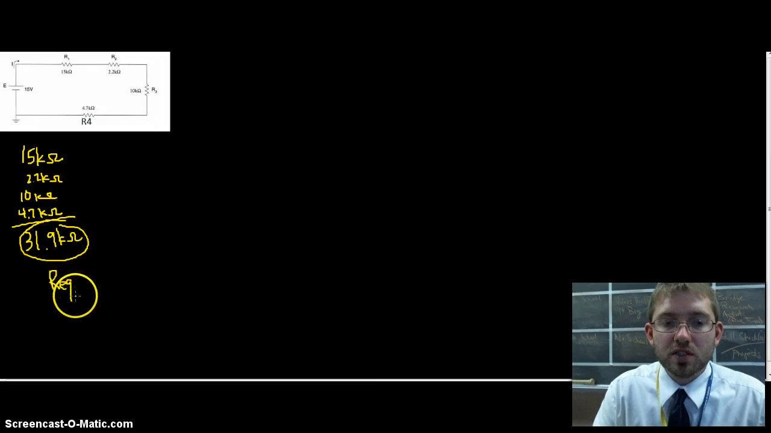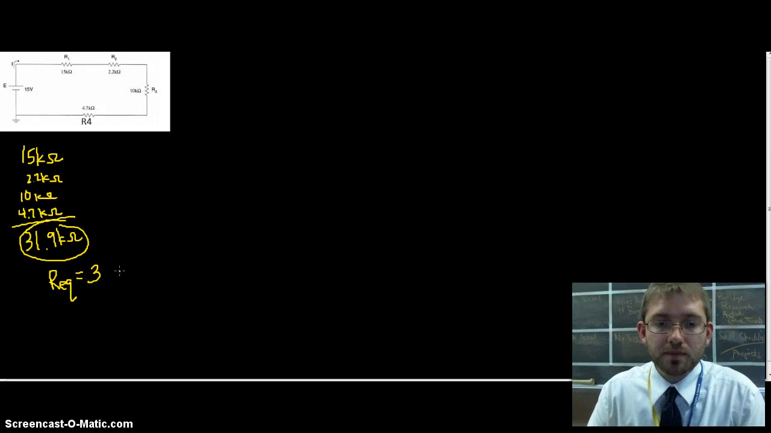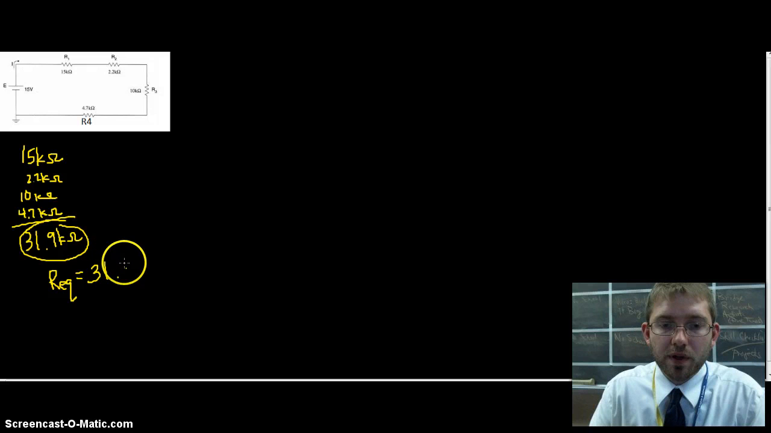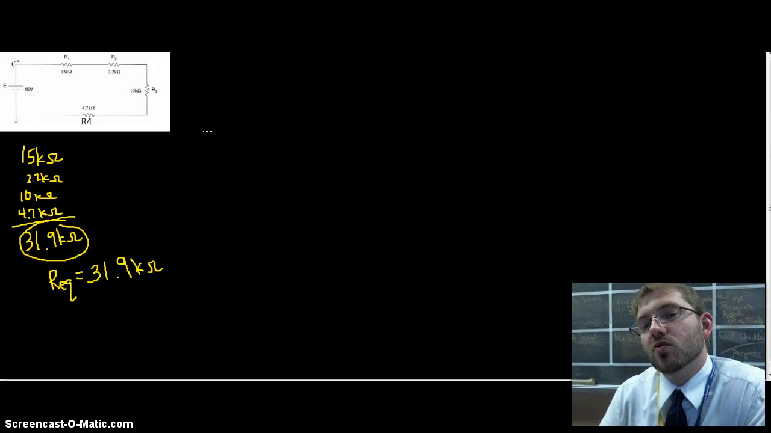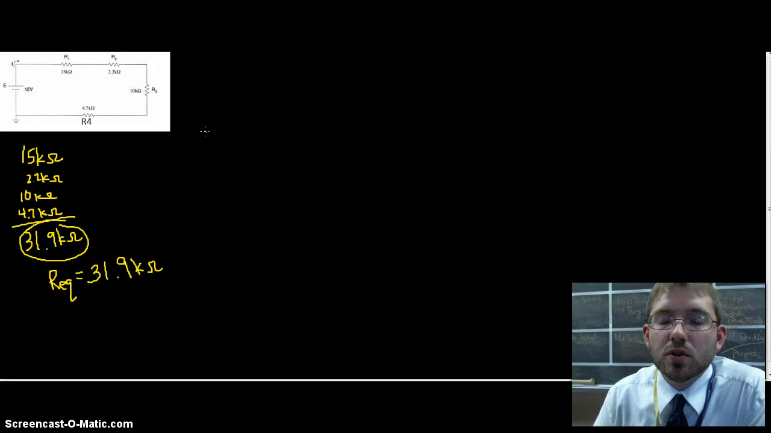More often expressed as R_EQ, okay? R with little EQ. So rewriting that, 31.9 kilohms, that's the equivalent resistance. To figure out the total current, let's try this again.